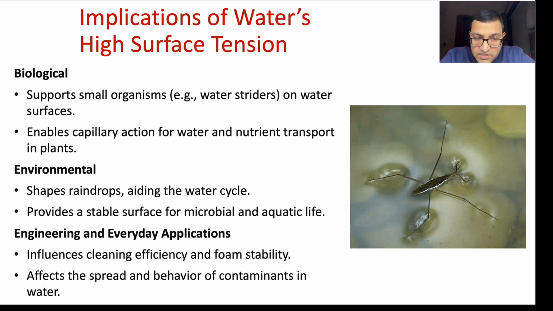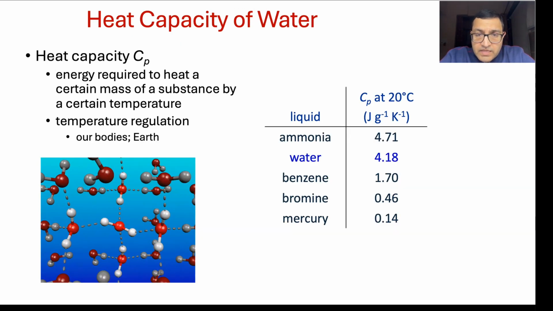Environmentally speaking, as we discussed, high surface tension leads the water droplets to be spherical, which aids the water cycle. It also provides a stable surface for microbial and aquatic life, the water surface. And then there are a lot of everyday applications because of the surface tension. It impacts the cleaning efficiency and foam stability of water, and also affects the spread and behavior of contaminants in water. So surface tension has some pretty wide-ranging implications.